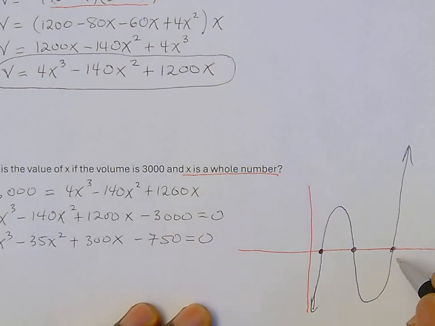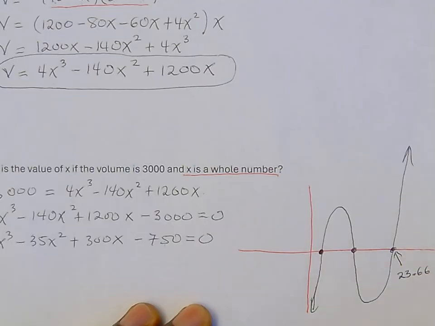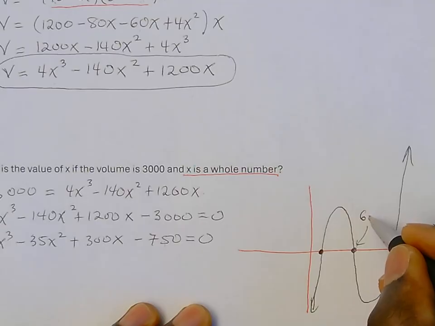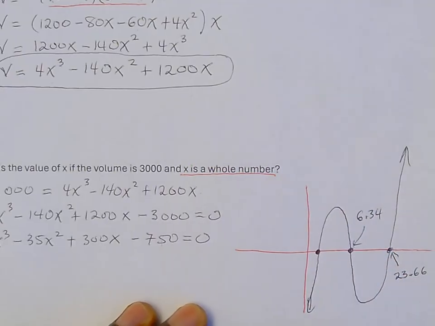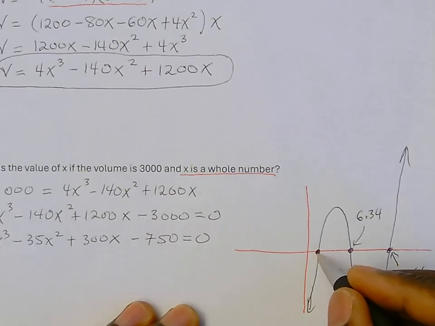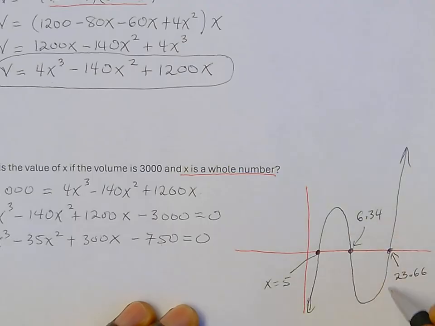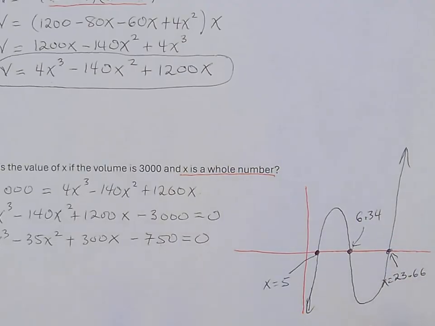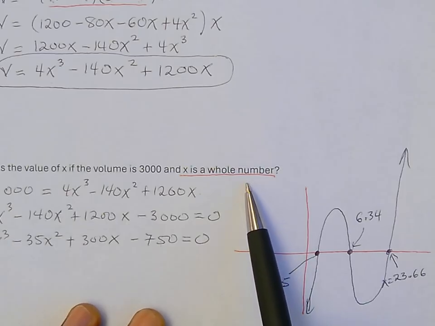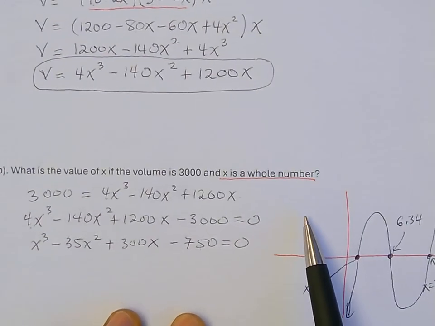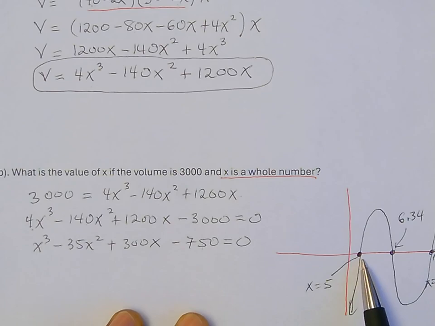Now, this value is 23.66. This one here is 6.34. And that value here is 5. So these are the possible x values. Now, among these values, which one is the whole number, as the question says? We can see that this is the whole number.